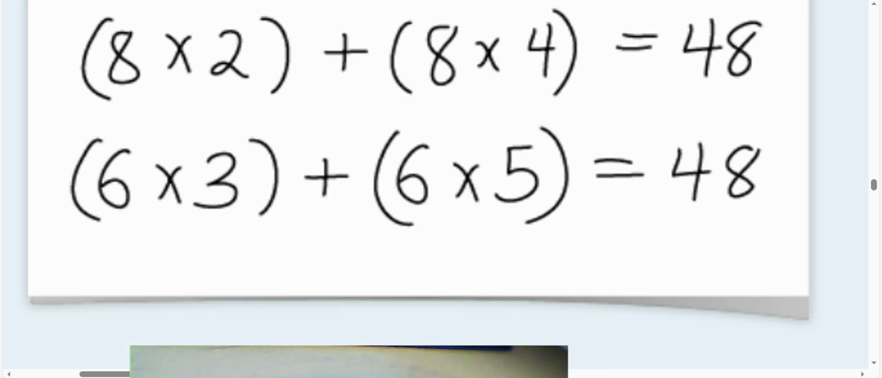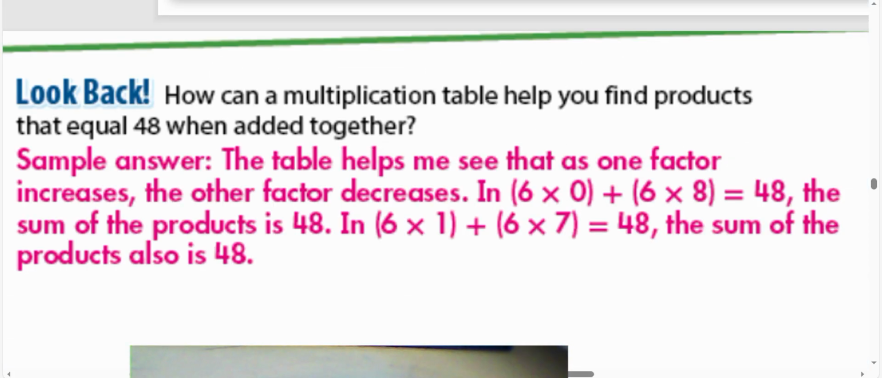Or can you solve this example? You can solve by this method also. Use the distributive property. 8 times 2 plus 8 times 4. 8 times 2 is 16 and 8 times 4 is 32. 32 plus 16 equals 48. Or you can write 6 times 3 plus 6 times 5. And the result here will be 48. You can find the answer here.